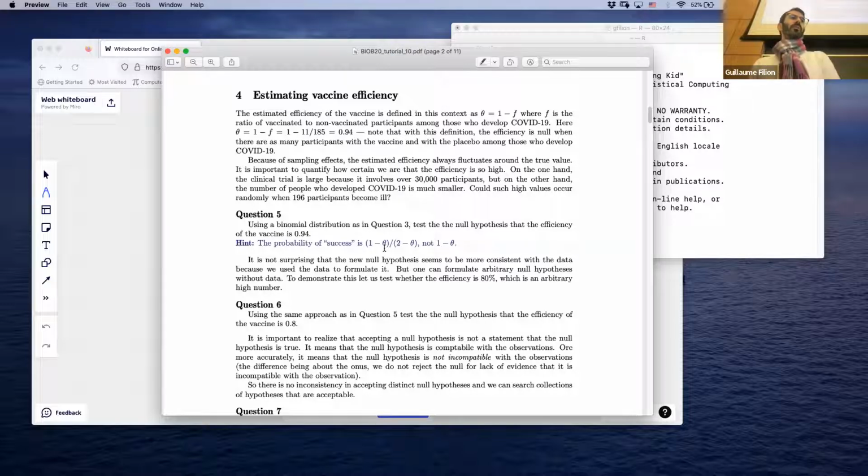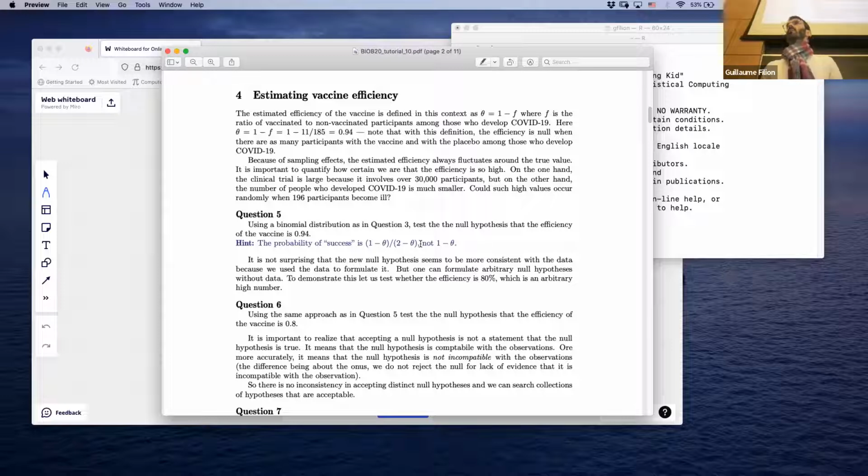Yeah. So question 5: why is the probability of success this weird thing here and not 1 minus theta? It's just because of the way the efficiency is defined. If the efficiency is 0, you have as many vaccinated people as placebo people, so it's 50-50. An efficiency of 0 corresponds to 50-50. And an efficiency of 1 means that they're all placebo in the group of people who get sick. So if you do 1 minus the efficiency, it would be 1 or 0, not 1 and 0.5. But with this formula, when the efficiency is 0, that makes 1 minus 0, 1 divided by 2, that's 1/2. So that gives you the correct result.